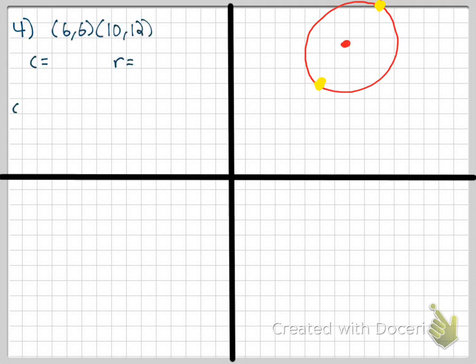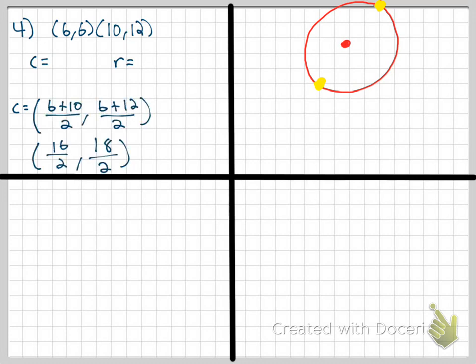So, the next problem, I'm given the point (6, 6) and the point (10, 12). All right, so those yellow dots, I drew this, I wanted to show you it visually so you could see what I'm talking about when I say the two endpoints of a diameter. So those yellow points would be the two endpoints, okay? So, to find our midpoint, or our center, we would have to use the midpoint formula. So, using my midpoint formula, I get that my center is (8, 9).